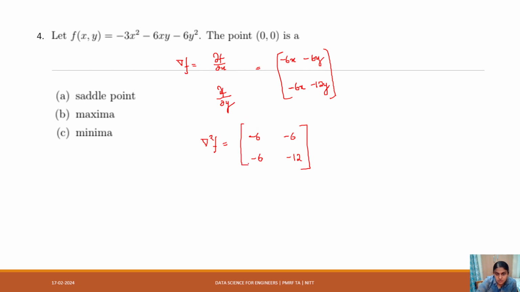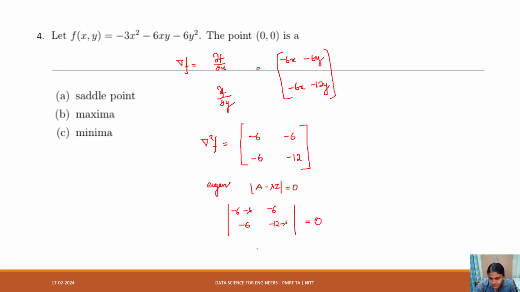We want to find the eigenvalues of the Hessian matrix, then only we can find out whether it is a maxima, a minima or a saddle point. So for that we have to find the eigenvalues: determinant of A - λI equal to 0. That means the determinant of [-6 - λ, -6; -6, -12 - λ] equal to 0. I am getting answers as A and C, we will see that.